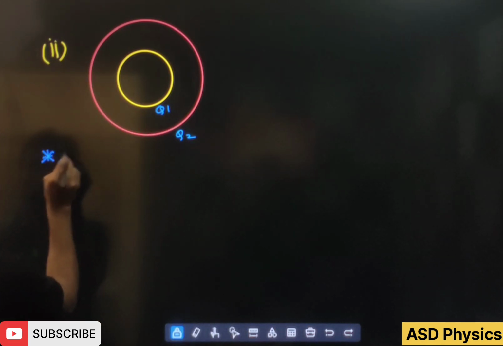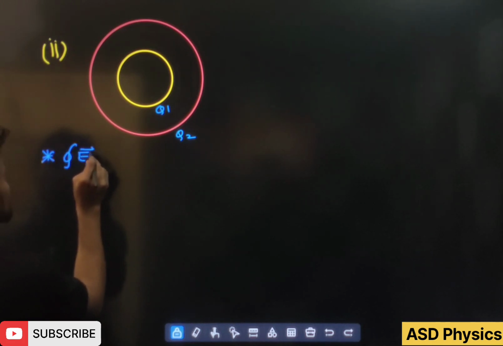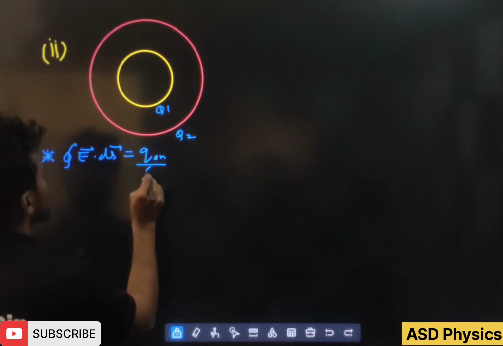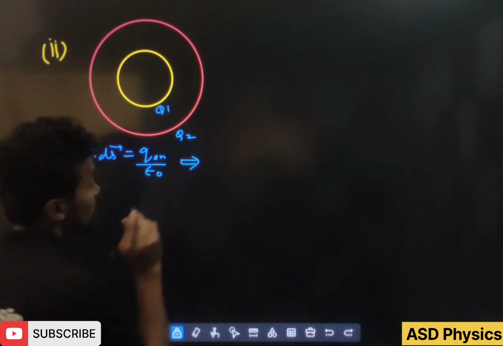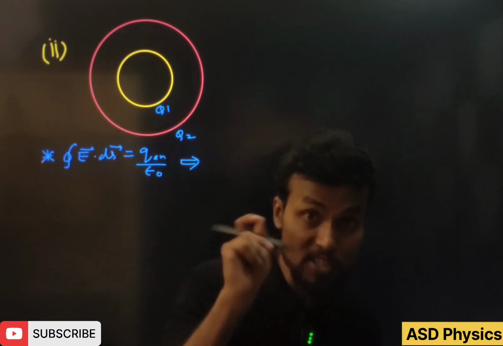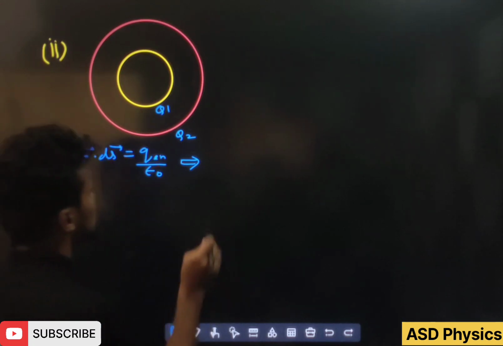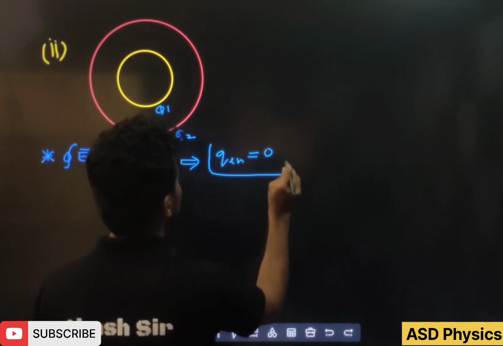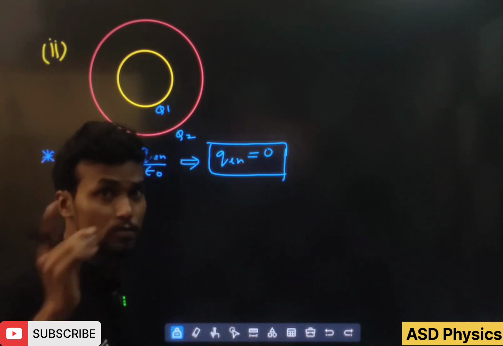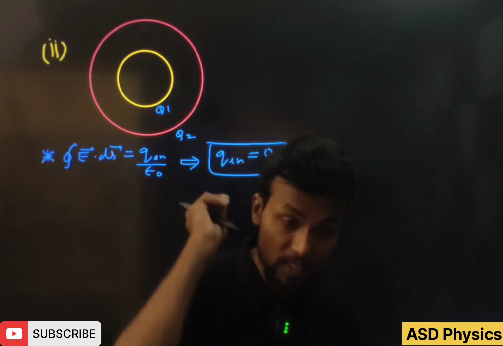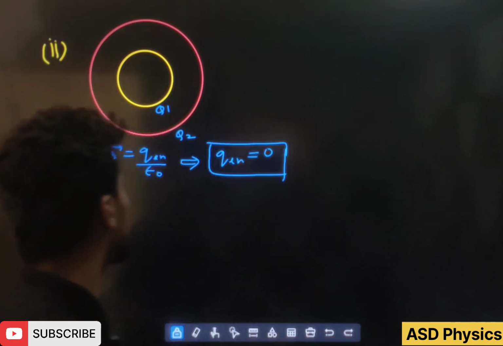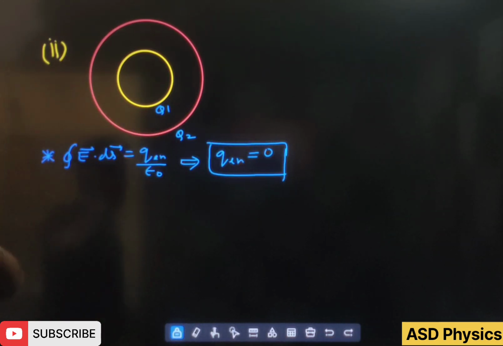I will tell you from Gauss law, the closed integral of E dot ds is equal to charge enclosed by epsilon naught. What I have told you, the electric field inside the conductor is always 0. So E will be 0, and so the charge enclosed will also be 0. Whatever distribution of charge happens on the conductor, it happens to make the electric field inside the conductor always 0.